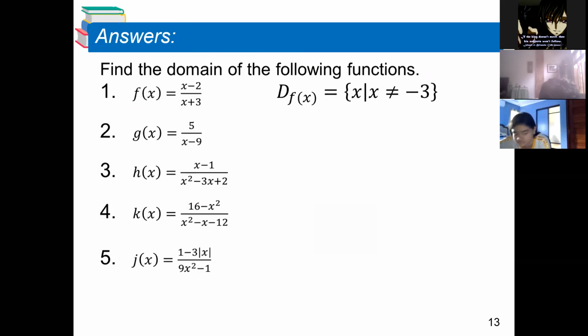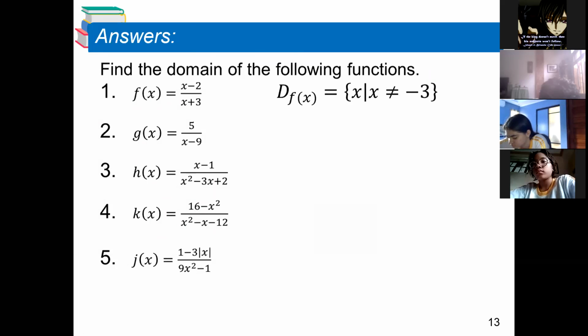The domain of the function is equal to the set of the values of x such that x is not equal to negative 3. Equate mo lang yung x plus 3 equals 0. Transpose 3 to the other side. So, negative 3 na siya. Okay? So, I hope Rod do have the same answer with Josh.